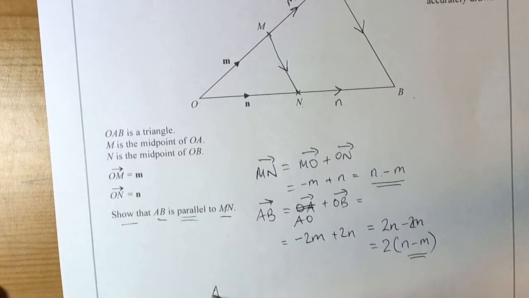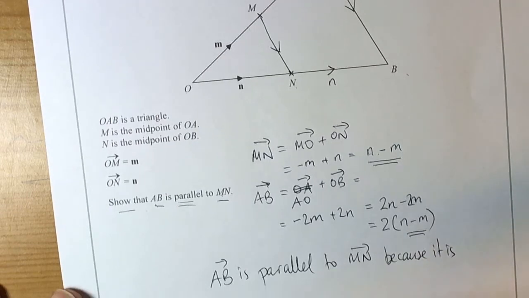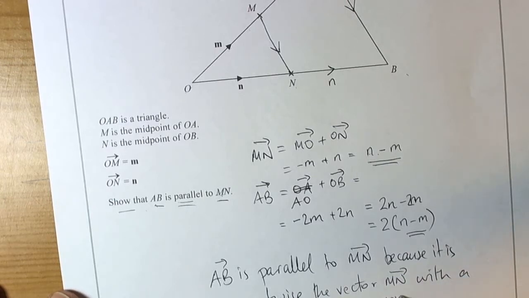So basically we can say AB is parallel to MN because it is twice the vector MN with a common factor of n take away m.